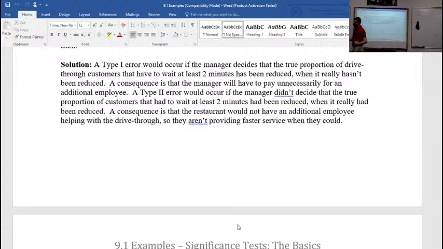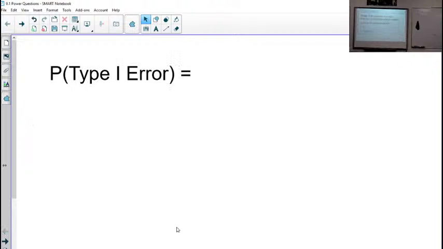So that is our type 1 error and type 2 error. Now we're going to focus today, first off, on the probability of a type 1 error. In other words, what is the probability that our null hypothesis is true, but we happen to be unlucky and get a sample that leads us to reject it? So the probability of rejecting the null hypothesis when it's actually true. Think on that for a minute while I get the smartboard working again.